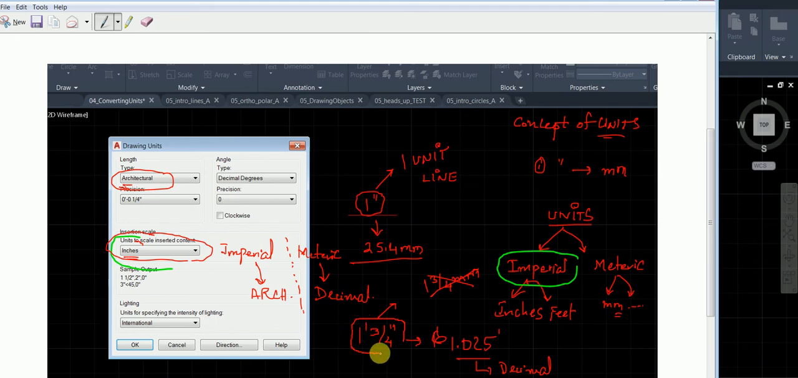This notation is called architectural notation, and this notation is called decimal notation. If I write 1.05 millimeter, it makes sense. But if I write something like this with millimeter, you would say, John, you're crazy. That's what I'm trying to convey. That's why imperial has to be architectural. This is the representation of architectural.